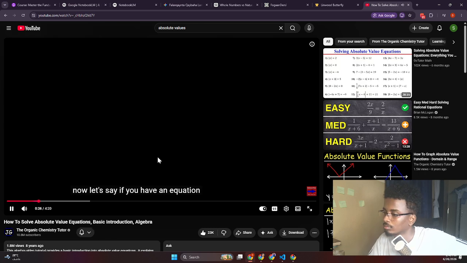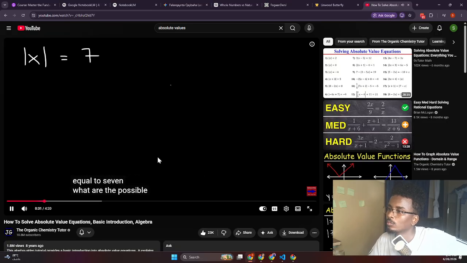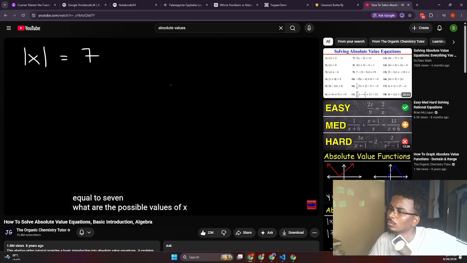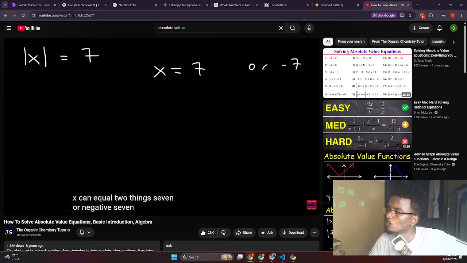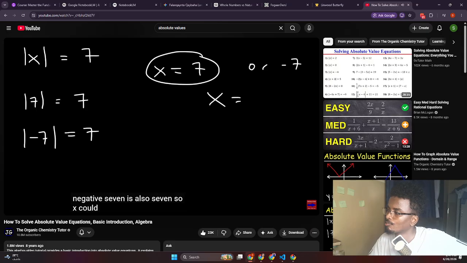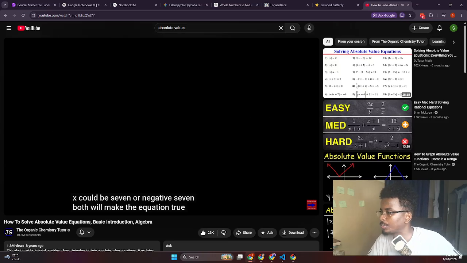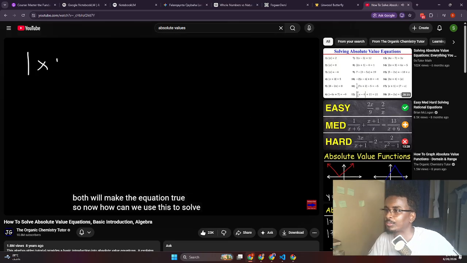Now let's say you have an equation, for example, the absolute value of x is equal to 7. What are the possible values of x? X can equal two things, 7 or negative 7, because if you plug these numbers in, the equation will be true. The absolute value of 7 is 7, so this works. The absolute value of negative 7 is also 7, so x could be 7 or negative 7. Both will make the equation true. So now how can we use this to solve a typical problem that involves an absolute value symbol?